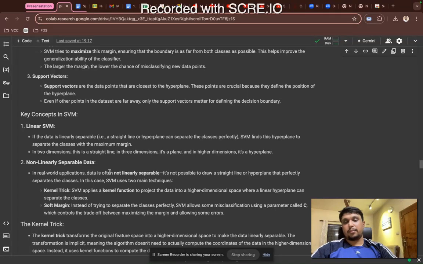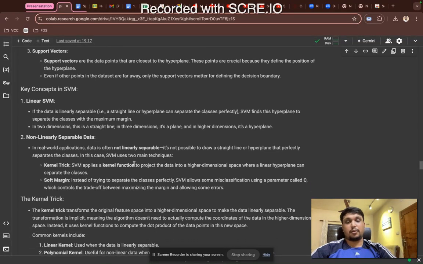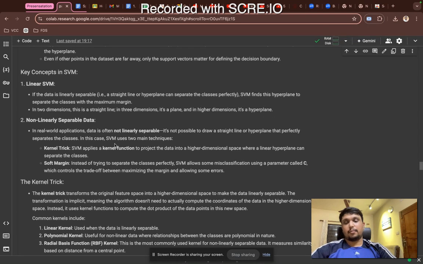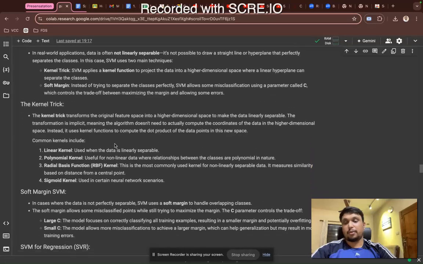Key concept in SVM: SVM can be used for linear SVM and non-linearly separable data. In the case of linear SVM, the hyperplane is a straight line. On non-linearly separable data, we use different approaches, two main techniques to achieve that. We use the kernel trick and soft margins.